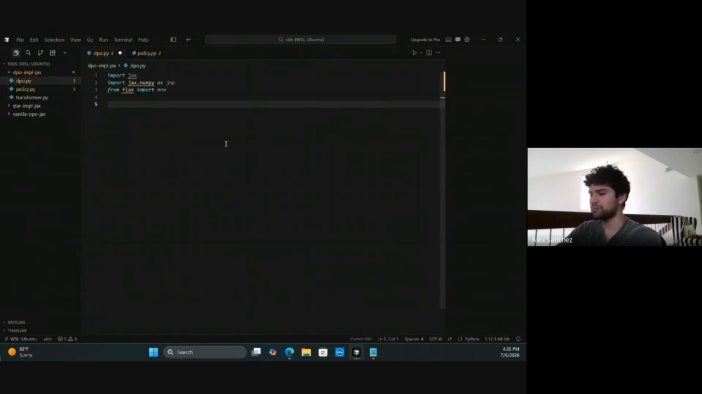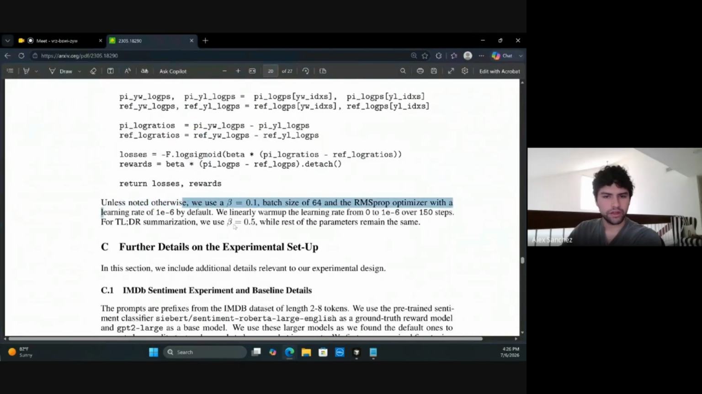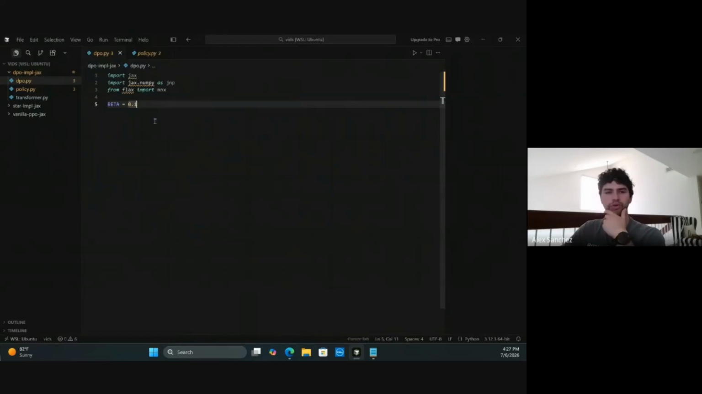Now, we do have the hyperparameter. Let's just define it up here, and we're going to set it equal to 0.1. The reason being, in the paper they use beta as 0.1, unless noted otherwise. Here they use 0.5. In the previous implementation we did use 0.1 as well, I believe, because this is the same KL divergence hyperparameter, or the KL penalty, that we were using beforehand.